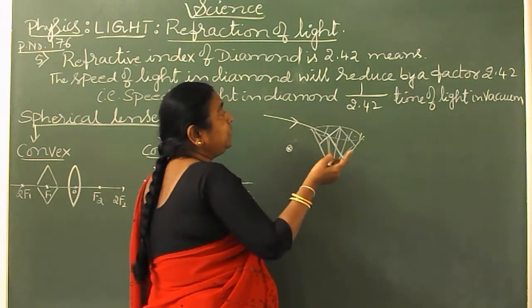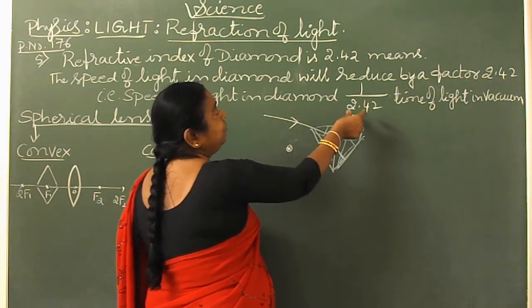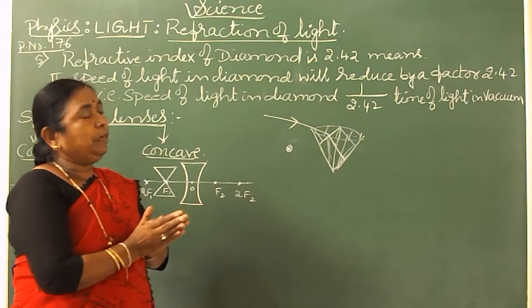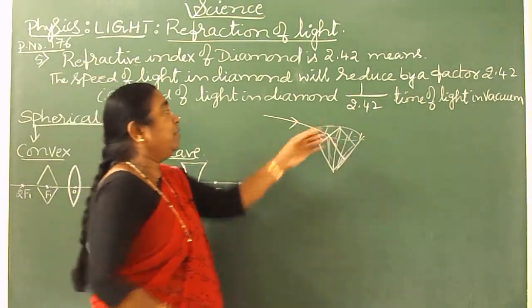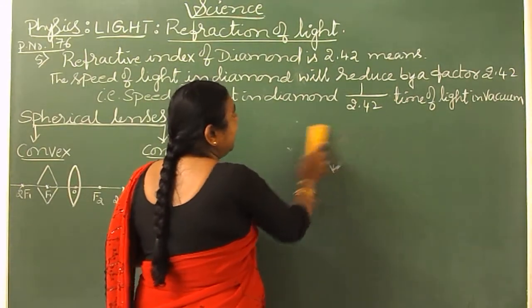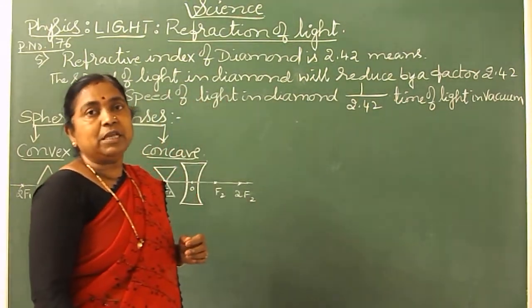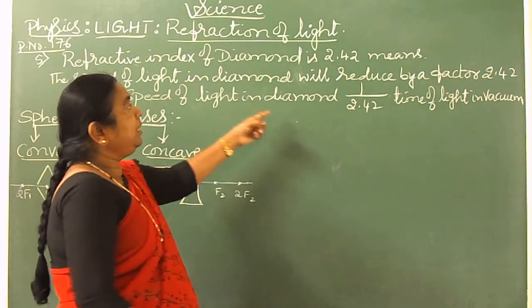How many times does it bend? That is the factor. We say that the speed is 1 by 2.42 times the speed of light in vacuum, and the two can be compared. That is called the refractive index of diamond. That is the meaning they ask.